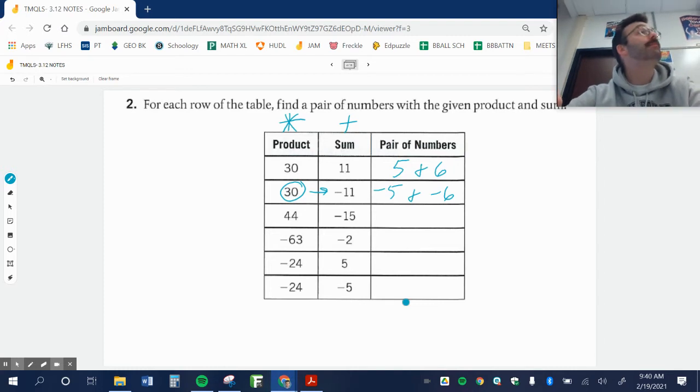I hope you actually paused it there. Product of 44 and sum of negative 15. I got negative 11 and negative 4.